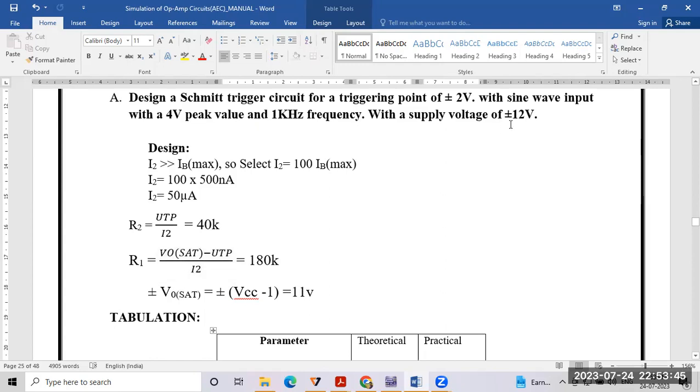They're going to mention 12 volts VCC. We know VCC 12 minus 1 equals 11, plus 11. Then 11 minus UTP 2: 11 minus 2 divided by 50 microampere, which gives 180 kilo.